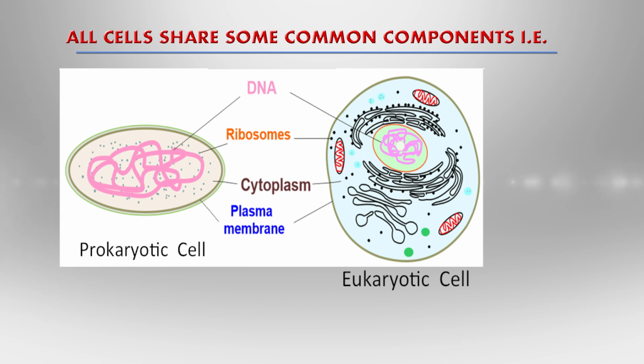But their structural organization is different. The prokaryotic cell is simple as compared to the eukaryotic cell. The eukaryotic cell has membrane bound organelles and a true nucleus, but the prokaryotic cell lacks subcellular organelles and there is no true nucleus in the prokaryotic cell.